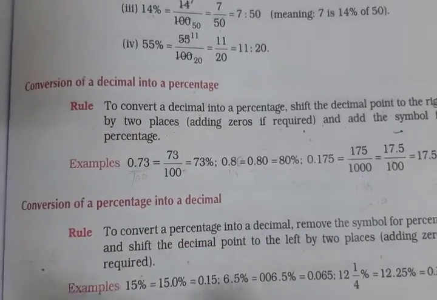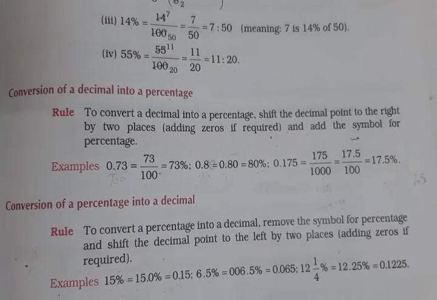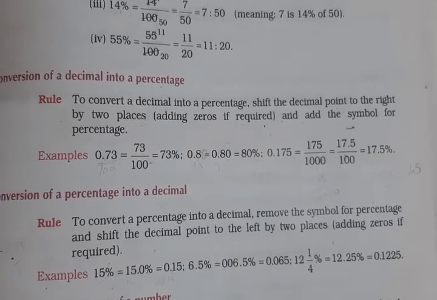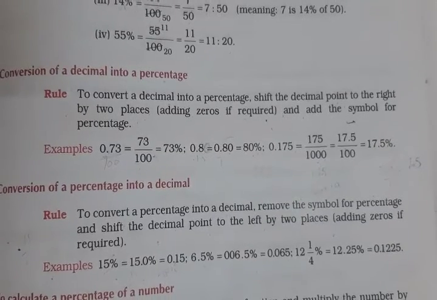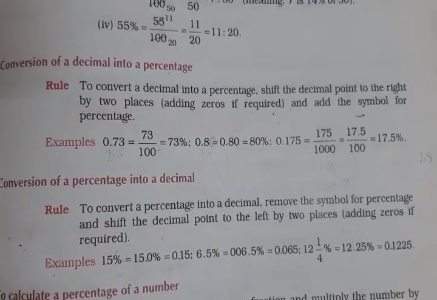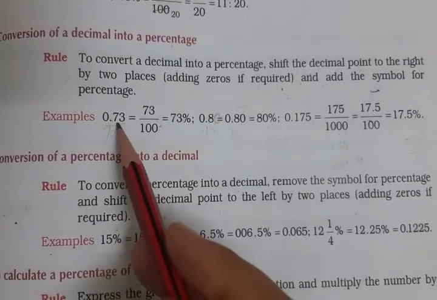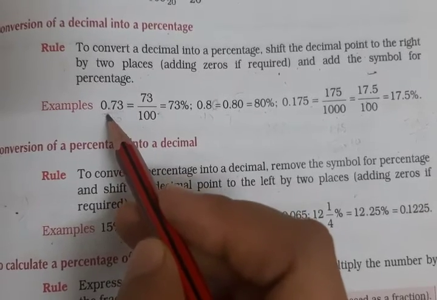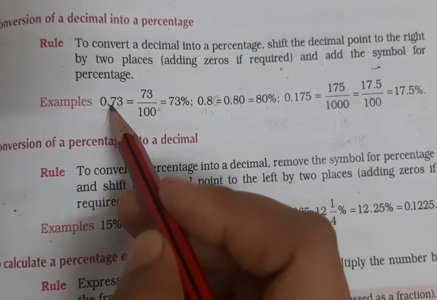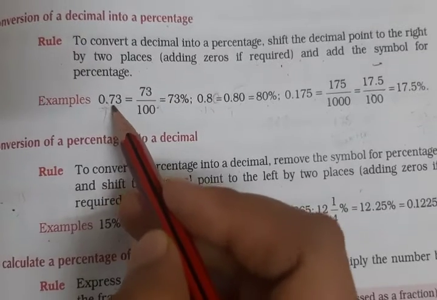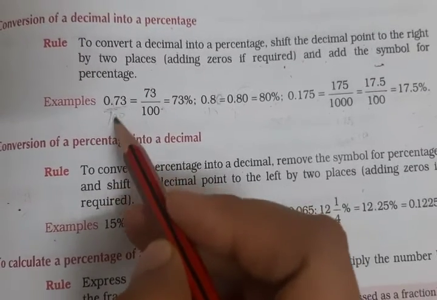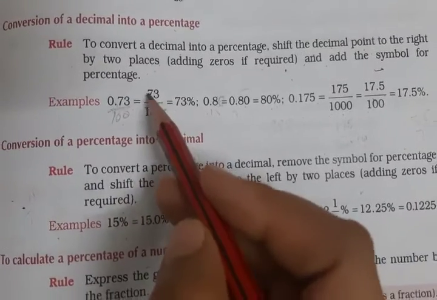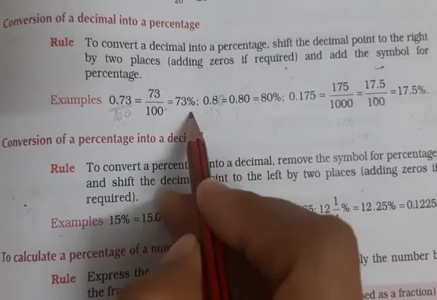Now conversion of decimal into percentage, what we will do? To convert a decimal into percentage, shift the decimal point to the right by two places, adding 0 if required, and add the symbol of percentage. Suppose we have given 0.73. What we will do? Remove this decimal, and how many zeros will come? After decimal, how many digits are left? 2 digits. That means 100 will come. Simple. We will write 73 by 100. That means 73%. Okay.